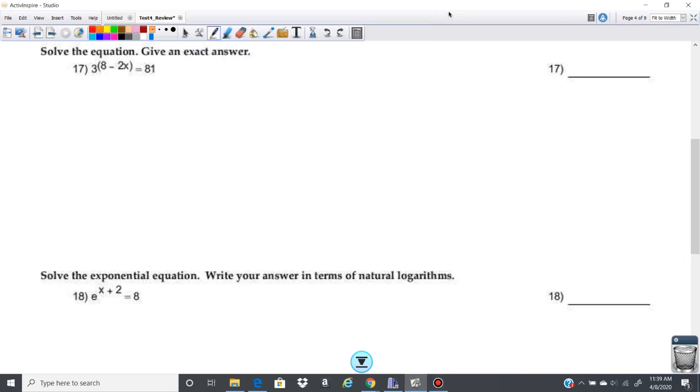Let's take a look at some logarithm problems here. So my first equation, number 17, I have 3 to the 8 minus 2x equals 81. So I want to look at my bases and see if they're related with a common base anyway. So I know 3, I can't take any square roots of that, but I know that 81, the square root is 9. I know that 9 also goes into 3.